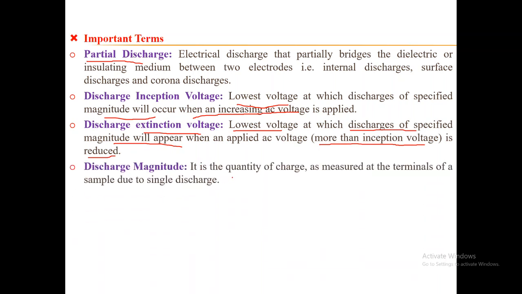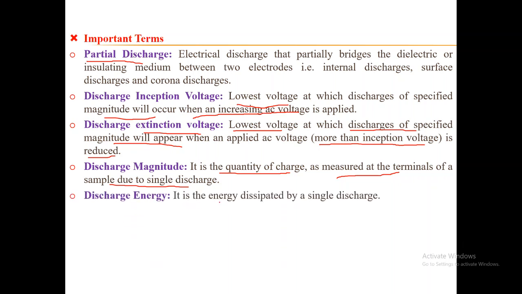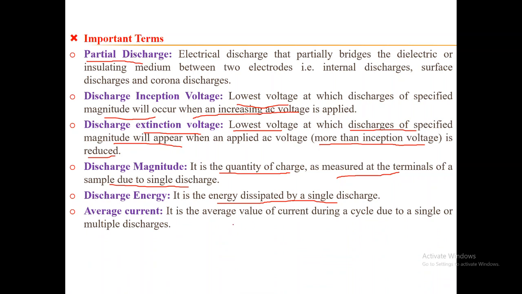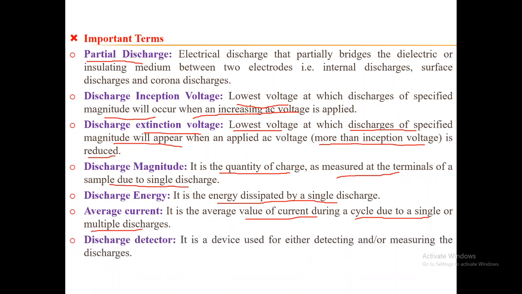The discharge magnitude is the quantity of the charge as measured at the terminals of the sample due to a single discharge. The discharge energy is the energy which is dissipated by a single discharge. Average current is the average value of the current during a cycle due to single or multiple discharges. The discharge detector is a device used for either detecting or measuring the discharge magnitudes.